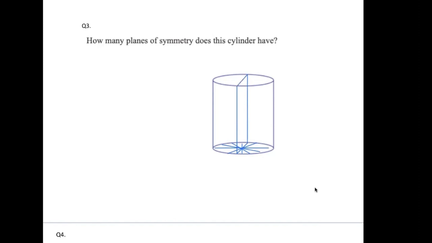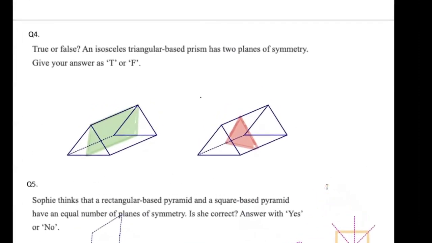Okay, and there are going to be infinite of these. Okay, true or false? An isosceles triangular base prism has 2 planes of symmetry. Well, I've done this for you. Read the question and ask if you have any questions. It only has one, sir. Is it false?